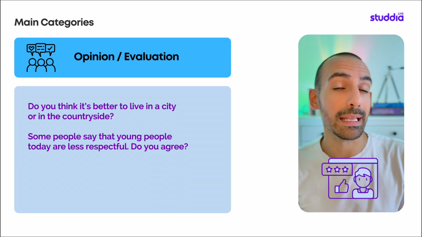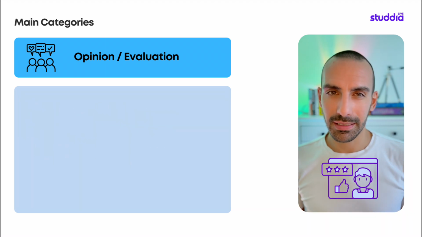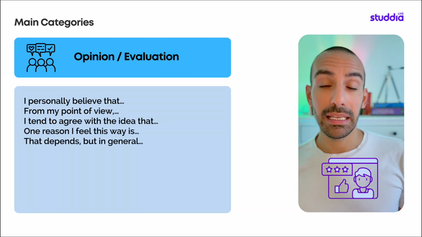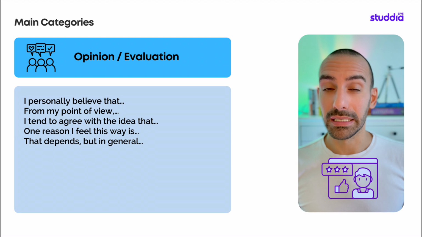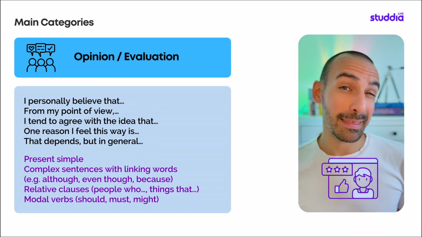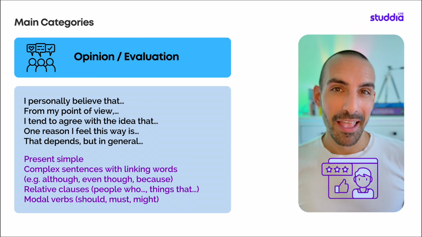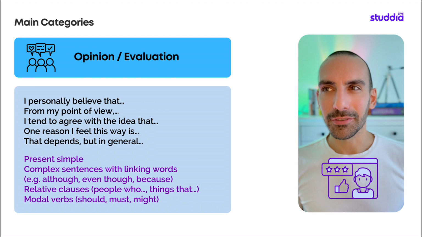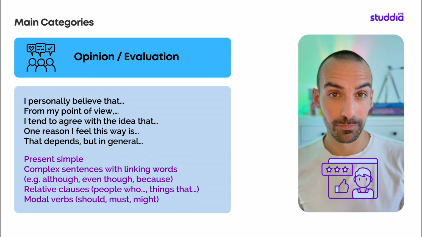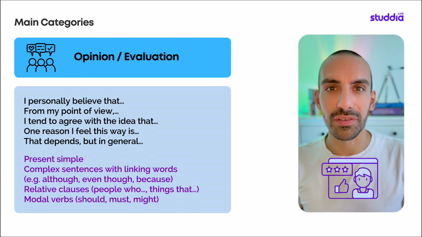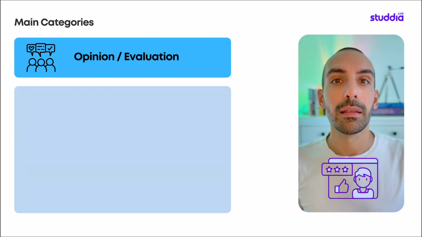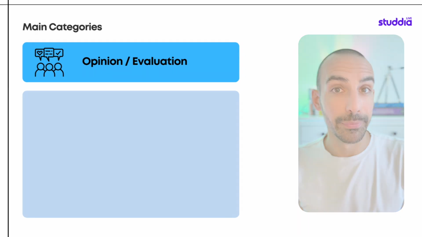What matters here is giving a clear opinion and supporting it. You might say, personally, I believe that living in a city offers more opportunities, or I agree to some extent, but I think it depends on the context. So you see, the question is designed to get you to express your opinion, and that's exactly what you need to do. In English, as in any other language, there are certain expressions and language structures that we use when we want to give our opinion. That's what the question is aiming for.